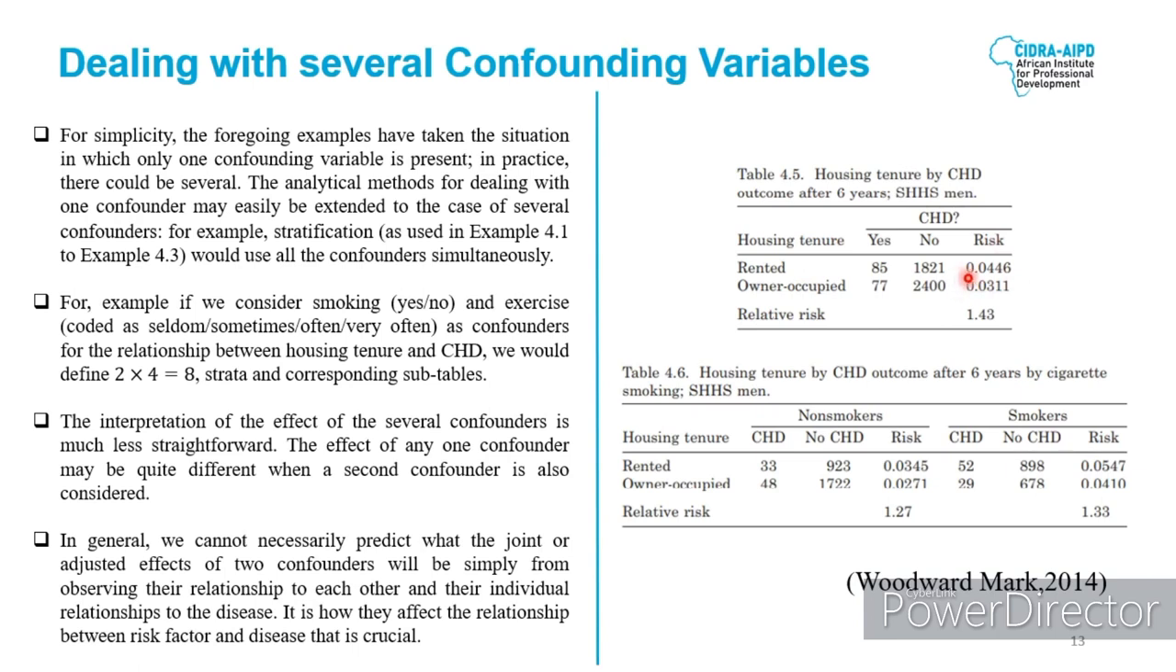So when the study began, housing rental in Scotland was predominantly a feature of the more disadvantaged social groups. The more disadvantaged tend to have a less healthy lifestyle, and hence the question arises as to whether the risk of renting is explained by confounding with lifestyle. In particular, 57% of renters, but only 35% of the owner-occupiers smoked cigarettes, and cigarette smoking is a well-established risk factor of CHD.